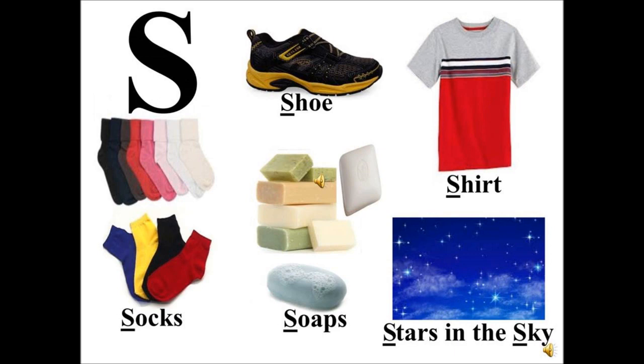S-H-I-R-T. Shirt. What is that a picture of? Those little white things are stars. Stars in the sky, up in the air at night. That's the night-night sky right there, when it's dark in the sky. Those little white things are stars in the sky.